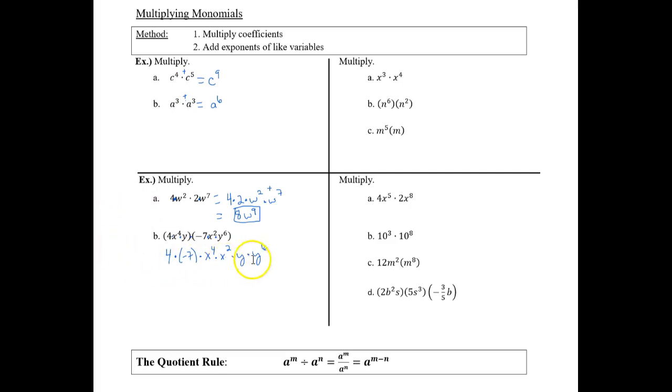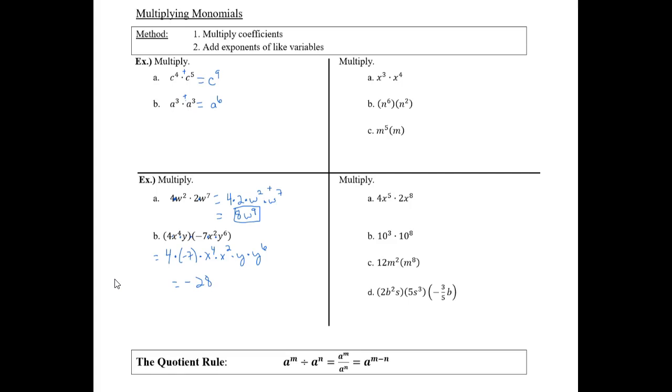Now I do not necessarily need to see this step on the test, but I'm just letting you know that we can rearrange it because multiplication is commutative, showing I can group the things I want to multiply together. Now, I have 4 times -7, which is -28.